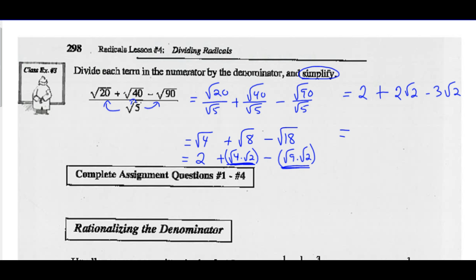Now I want to combine like terms. These are both radical 2, so I can combine those. So I've got 2 plus 2 minus 3. Positive 2 minus 3 is a negative 1, and you keep your radical 2. All right. So there is the answer to the original question. All right. Simplest form.